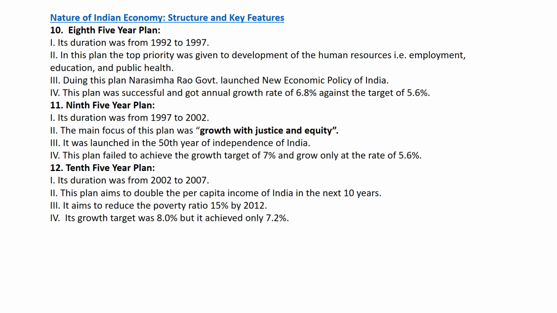The highlights of the 10th 5-year plan are as follows. Its duration was from the year 2002 to 2007. This plan aims to double the per capita income of India in the next 10 years. It aims to reduce the poverty ratio from 15% by 2012. Its growth rate target was 8.8%, but it achieved only 7.2%.